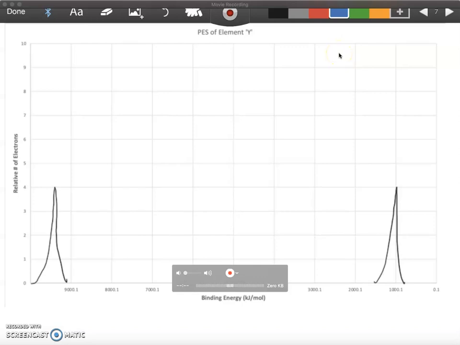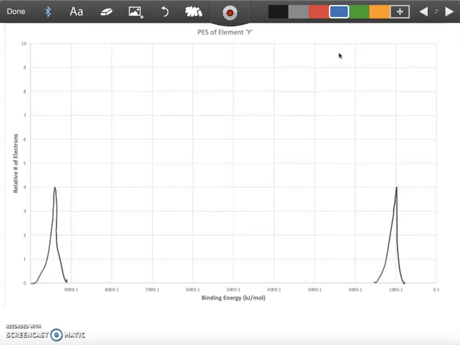Okay, in this video we're going to look at how to interpret a photoelectron spectrum that hasn't been printed out to scale. Now this can happen sometimes when the intensity on the spectrophotometer is turned up too high. We can end up with peaks that don't make sense to an electron configuration, or they're not exactly to scale to a perfect electron configuration.